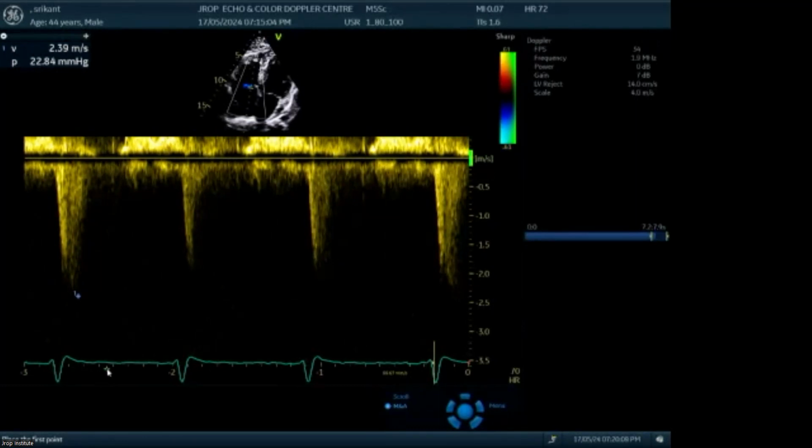So then what is RVSP? RVSP is right ventricular systolic pressure, the TR jet gradient. The TR jet gradient itself is known as RVSP. When the RV contracts, it sends its blood back into the RA. That is the TR jet gradient. Thank you, sir.